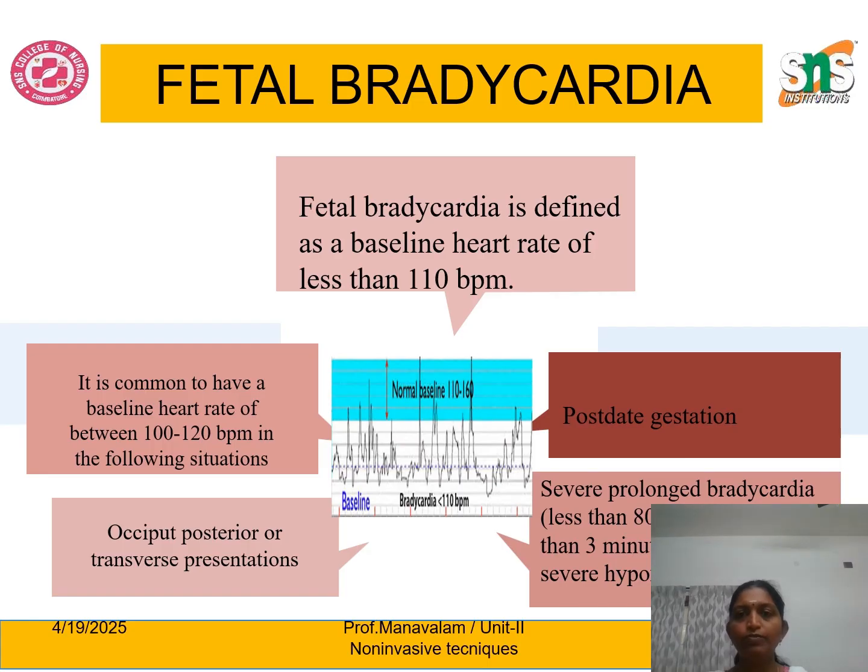That is called fetal tachycardia. Next, move on to fetal bradycardia. Fetal bradycardia is defined as the baseline fetal heart rate going below 110 beats per minute. Sometimes it may lie between 100 to 120 beats per minute. In some situations, the fetal heart rate lies between 100 to 120 beats per minute, and we will see in which situations.